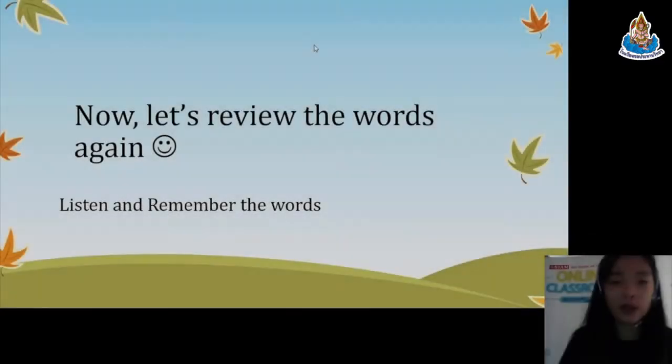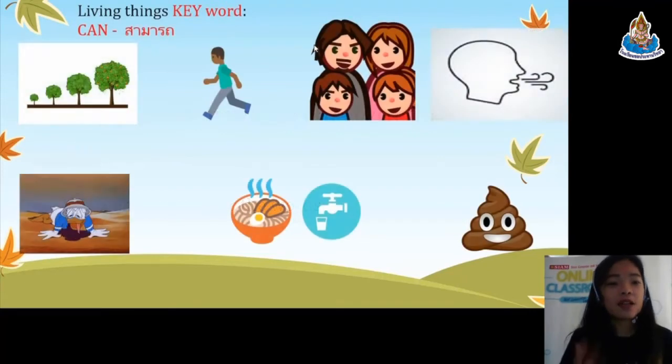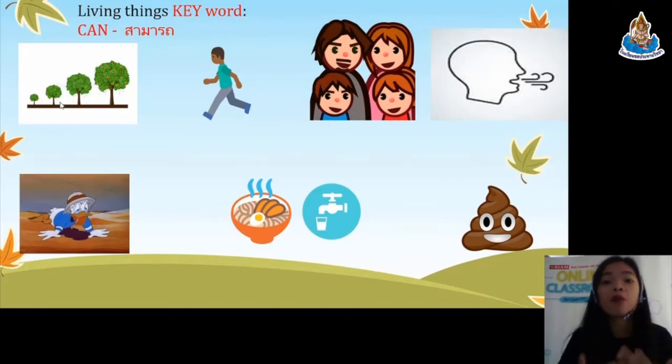So let's review the words again. Listen and remember the words. You can repeat the words after me, or you can read it on your own. So let's describe picture 1 here. What is this? What do you think this is? So for the living things, the keyword is can. It means we can do it. We are able to do it.